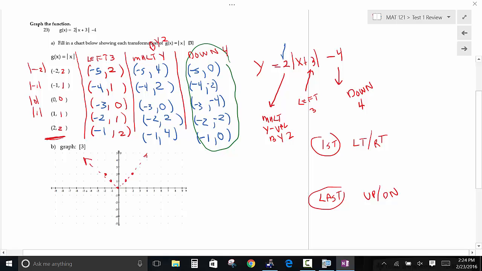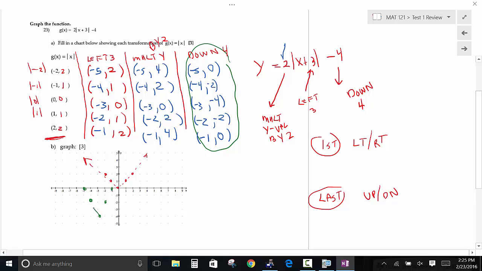So you're going to plot the point -5, 0, -4, -2, -3, -4. I think I got that right. And then -2, -2, and -1, 0, like that.